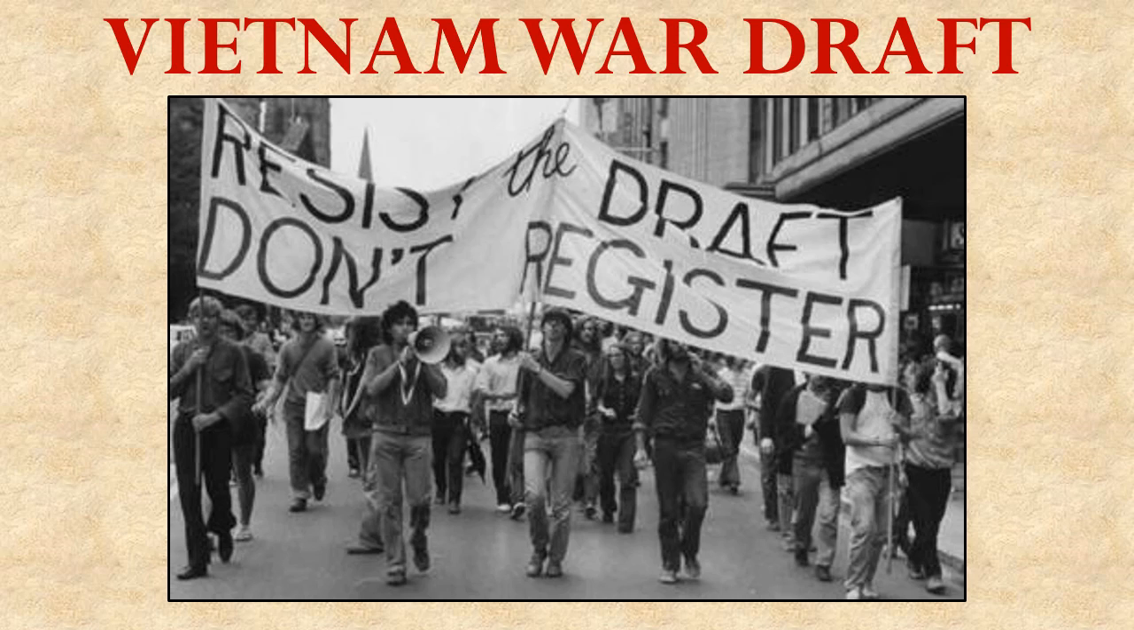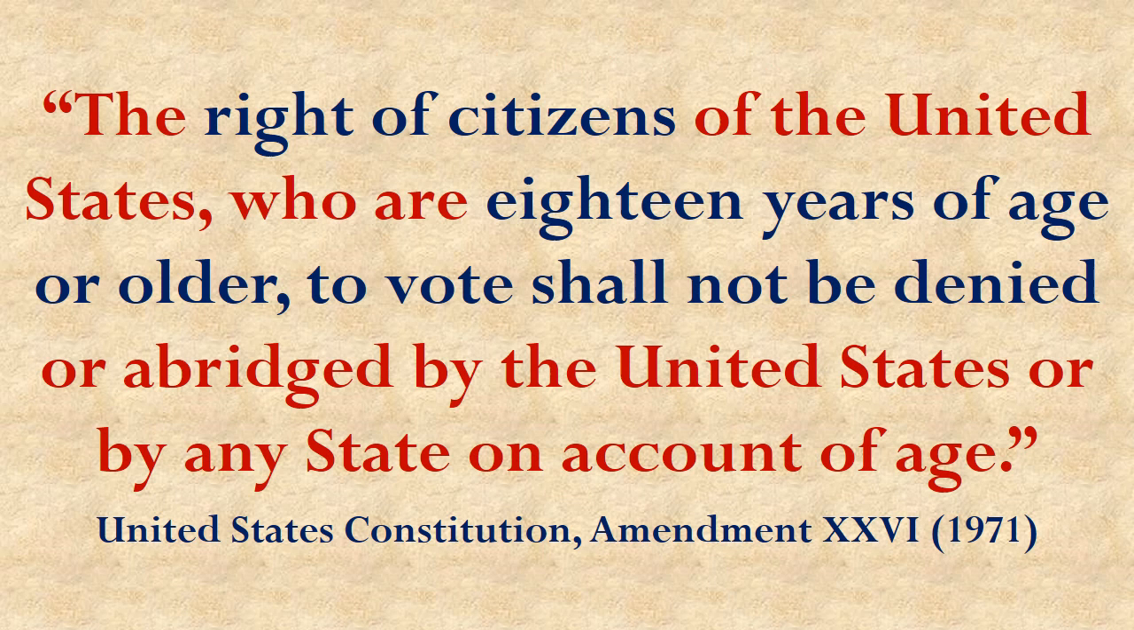It bothered people enough that rather than getting rid of the draft for the 18, 19, and 20-year-olds, they decided to change the Constitution to make sure that people from those age groups could vote. And that happened with passage of the 26th Amendment, which declared that anyone 18 years of age or older could not be denied the right to vote in the United States of America.